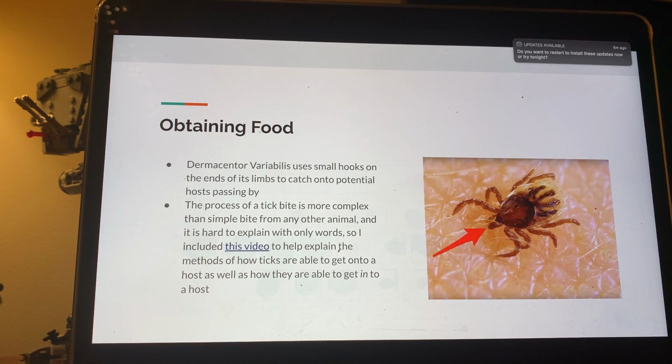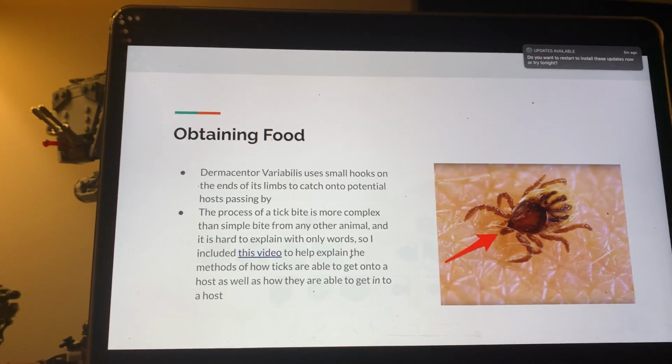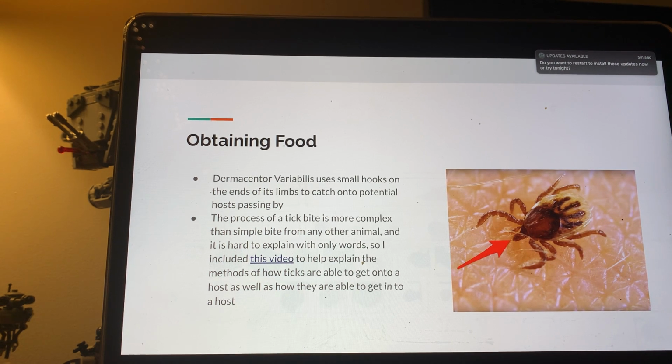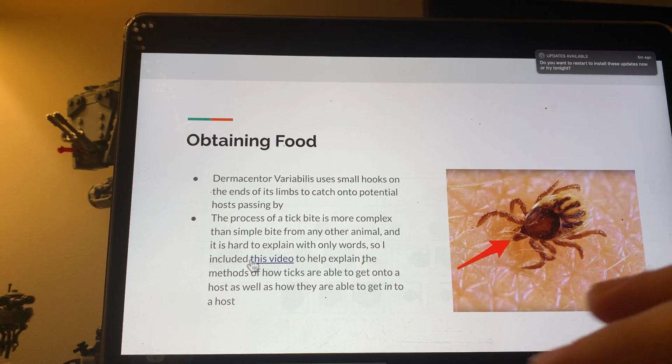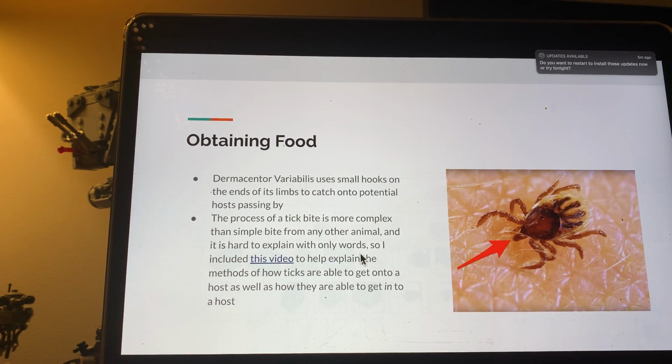And so the way that these ticks obtain food, it sounds really simple, but I found out that it was actually a little bit more complex than I really thought, right? And so I found this video here. It's like 4 minutes, so I won't play it now, but it is a pretty decent video, pretty informative about how they get from their grassland all the way to the point of getting blood out of another animal.